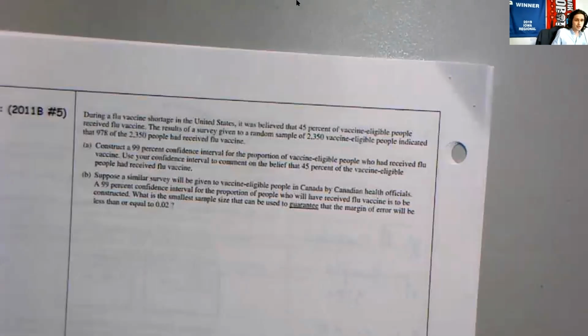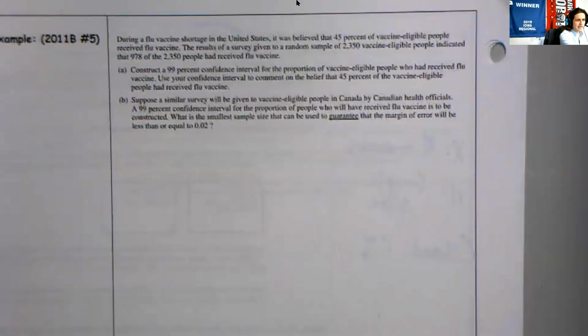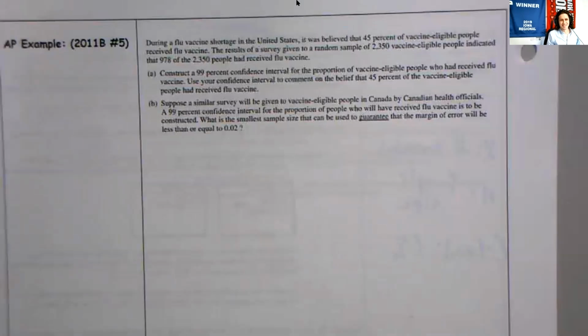I don't know that I want to show you all these. I might show you one here. Let's do one, and then we'll skip to the two-sample stuff and call that good. So we're going to put it all together here. We'll do this one using the calculator. Oh, how topical. This is not a plant. During a flu vaccine shortage in the United States, it was believed that 45% of vaccine-eligible people received the flu vaccine.